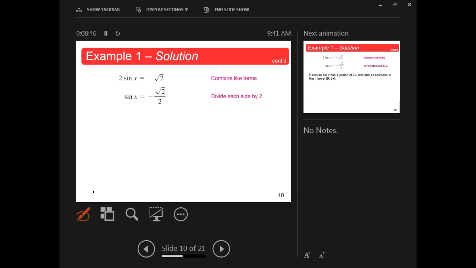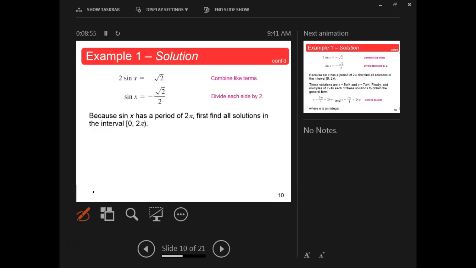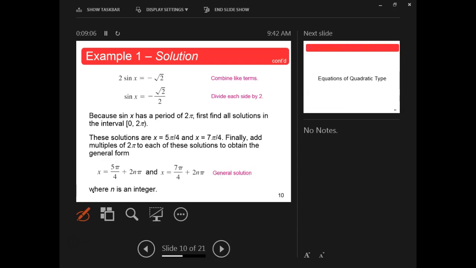Well, we know that's one of our favorite ratios. That's going to be your pi quarters ratio. And they say, let's first solve it in the first period, 0 to 2 pi. And that would be 5/4 pi and 7/4 pi. And then add multiples of 2 pi to each of those, 2n pi. There's your general solution where n is any integer.